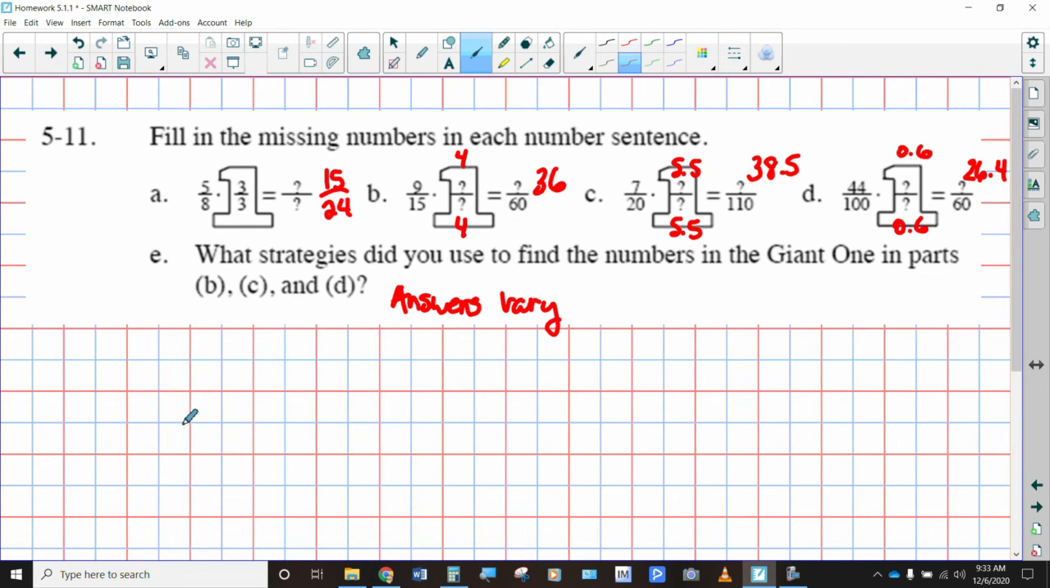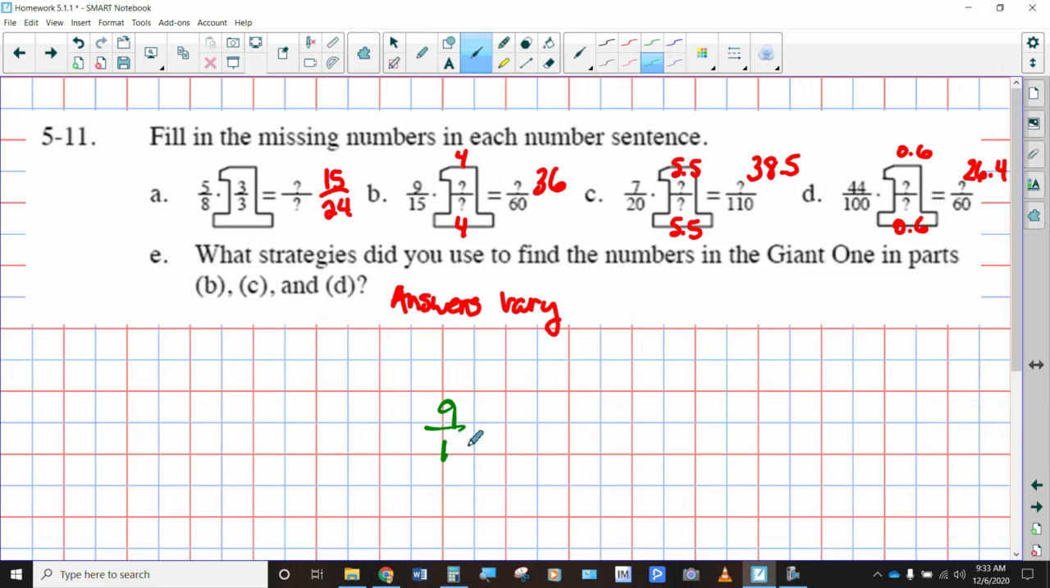All right, using our giant 1 to create equivalent fractions. In some of these situations, they've given you the original fraction and the giant 1, and all you have to do is multiply straight across. In other situations, we're essentially using proportional reasoning. So take a look at this.